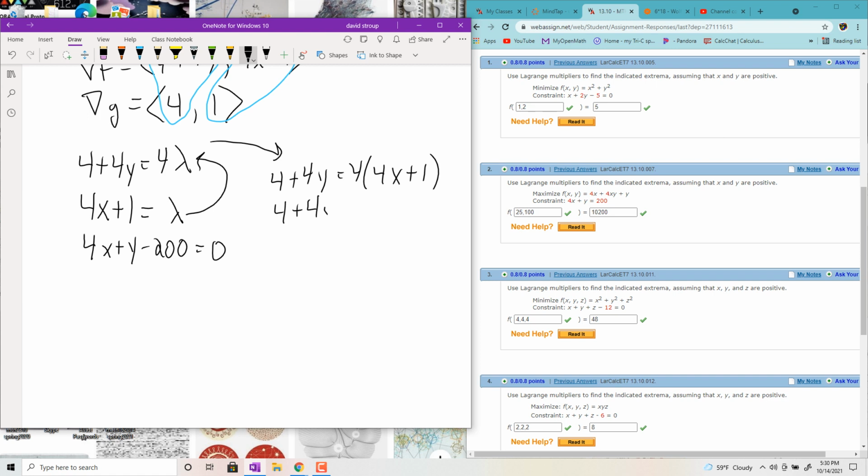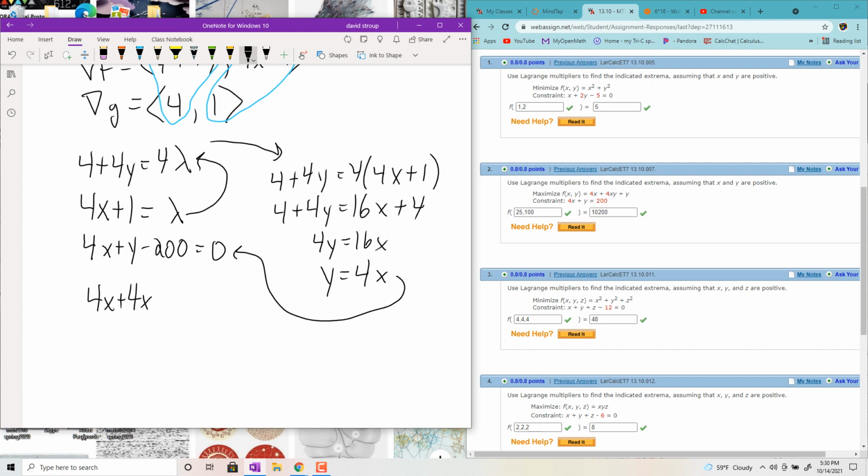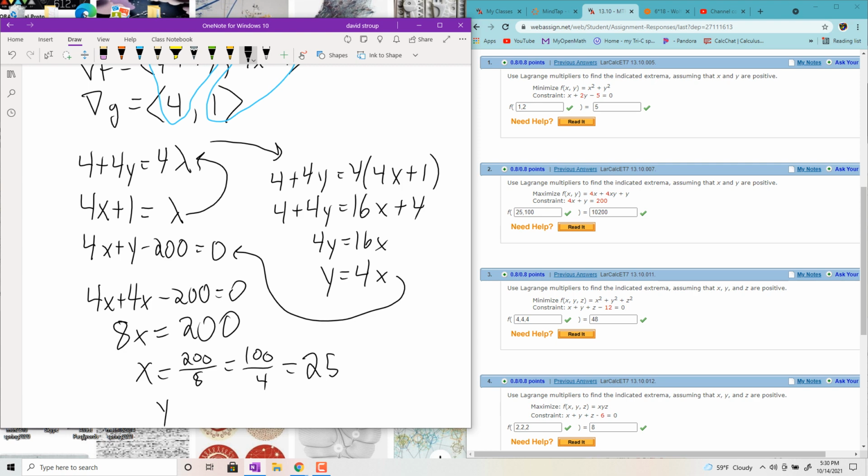This will be 4 plus 4y equals 16x plus 4, and the 4s will cancel from each side, so you get 4y equals 16x. Y must then be equal to 4x. Then I can put it into here, so you get 4x plus 4x minus 200 is equal to 0. So 8x is equal to 200, and then x is 200 over 8, which is 100 over 4, which is 25 for x. And then y is 4 times x, that's 4 times 25, which is 100.